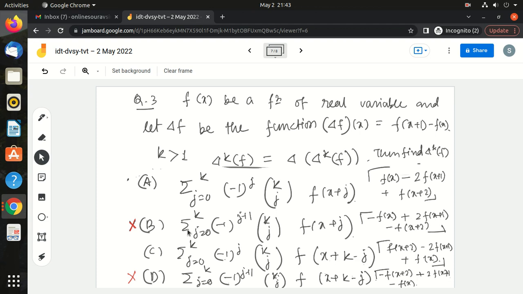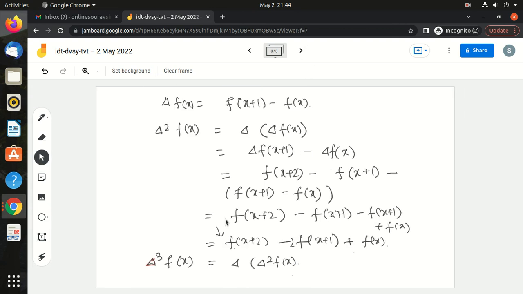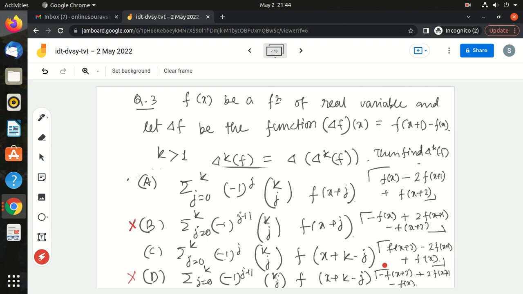So delta f of x is equal to delta of... Sir, why is option D incorrect? See, here we have plus, the sign is plus, but here the sign is minus. You see that?